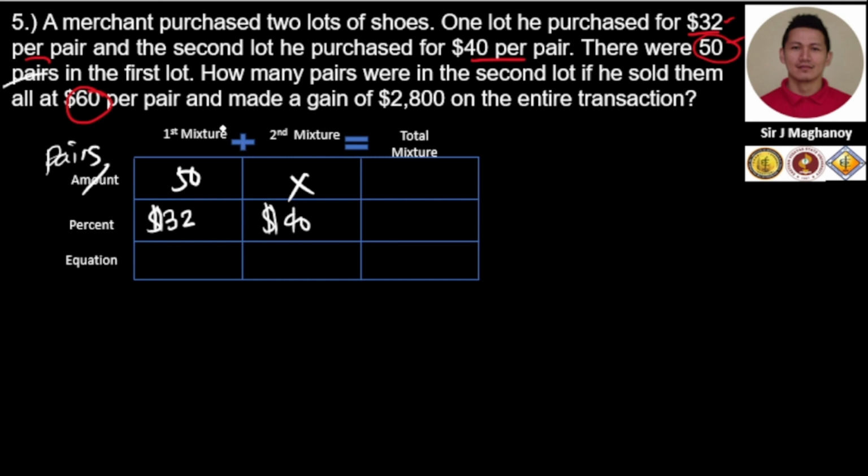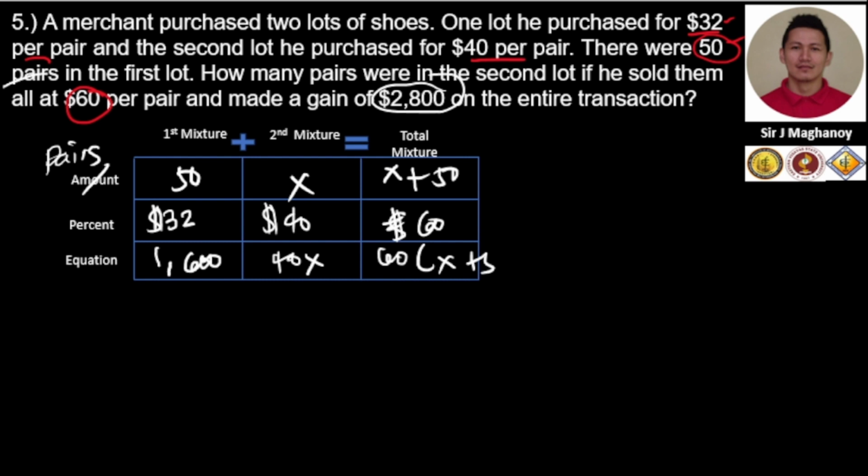So we let x here be the number of pairs at $40. Okay, so if we use our equation, this will become x plus 50. Here he sold all of them at 60 per pair, so the dollar here is $60. And he made a gain of 2,800 on the entire transaction. Okay, so this is the trick here. Once we formulate our equation based on the data we gathered, this will become 50 times 32, which is 1,600. How about this one? This will become 40x. And this will become $60 times the quantity x plus 50.